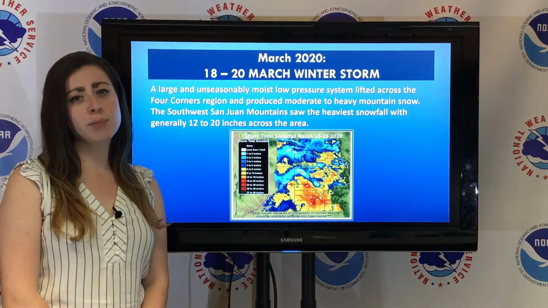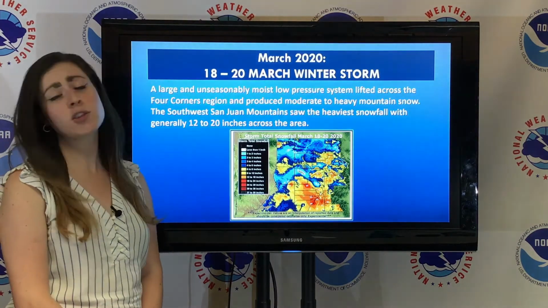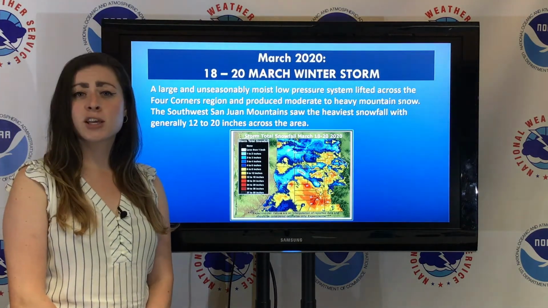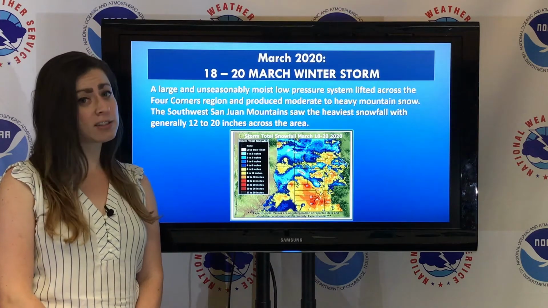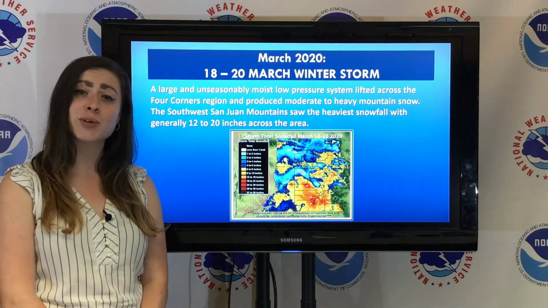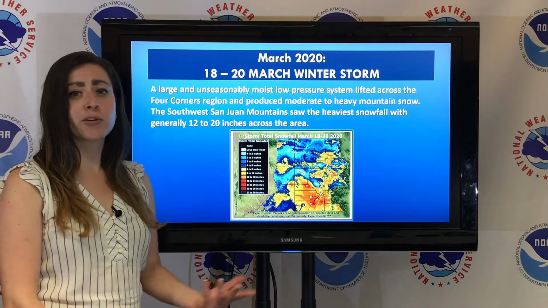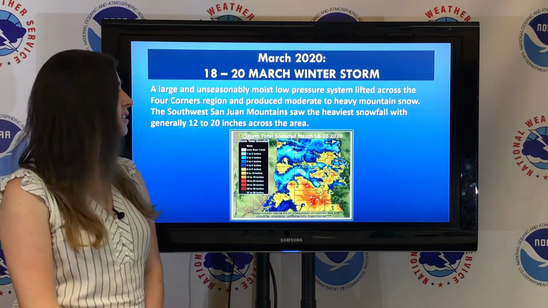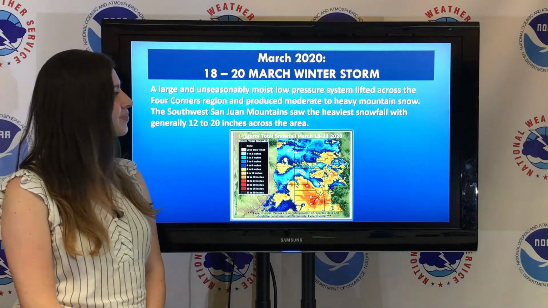Looking at each month by month, the headline for the month of March was the March 18th through 20th winter storm. We had a really cold and unseasonably moist system move through the region, which produced some significant snowfall in the southwest San Juan Mountains, where they generally had 12 to 20 inches of snow. Later in the storm, we got more favorable snow in the northern and central mountains, and even some of the northern valleys got a pretty good amount of snow.